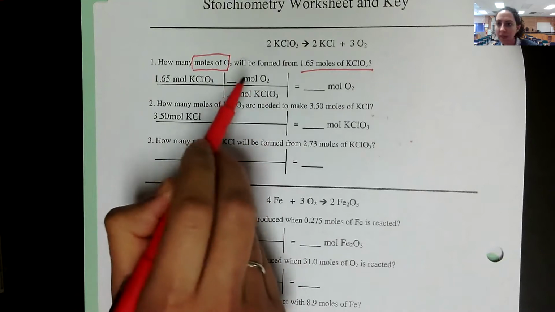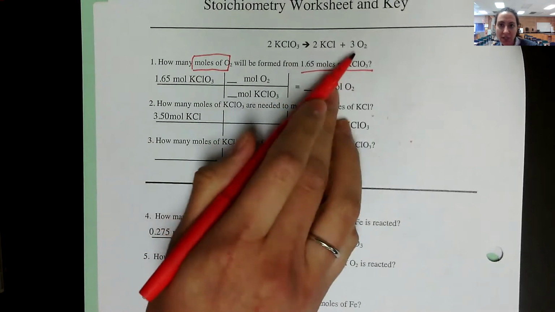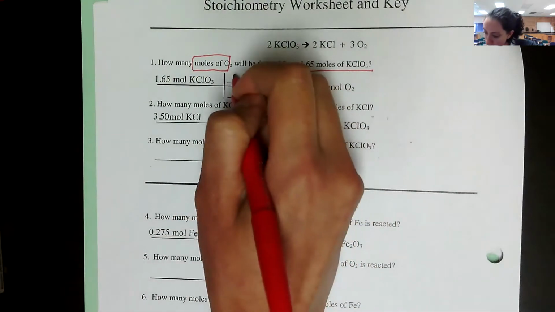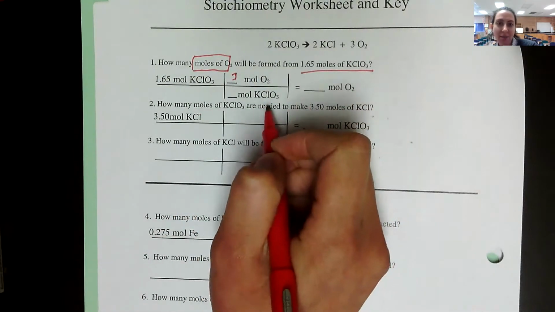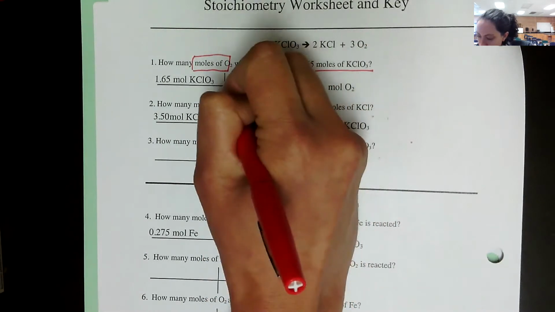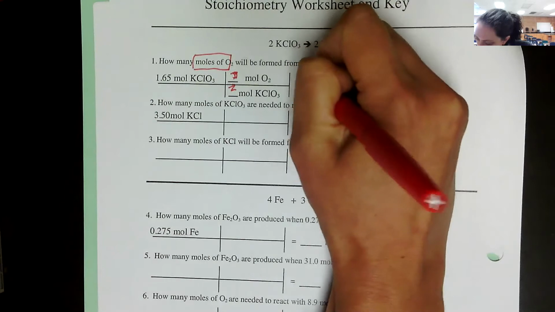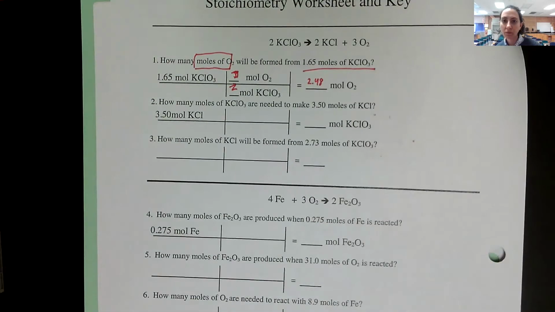To get those numbers, once again, we're going to go up to the balanced chemical equation. So the moles of oxygen is 3 because of that 3 right there. And the moles of potassium chlorate is 2 because of this 2 right here. So it is a 3-to-2 ratio. So the math is going to be 1.65 times 3 divided by 2. And we're going to get 2.48 moles. Okay.